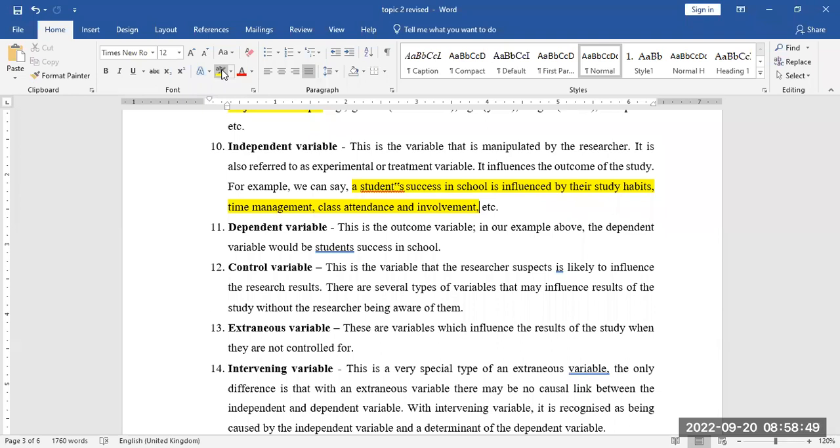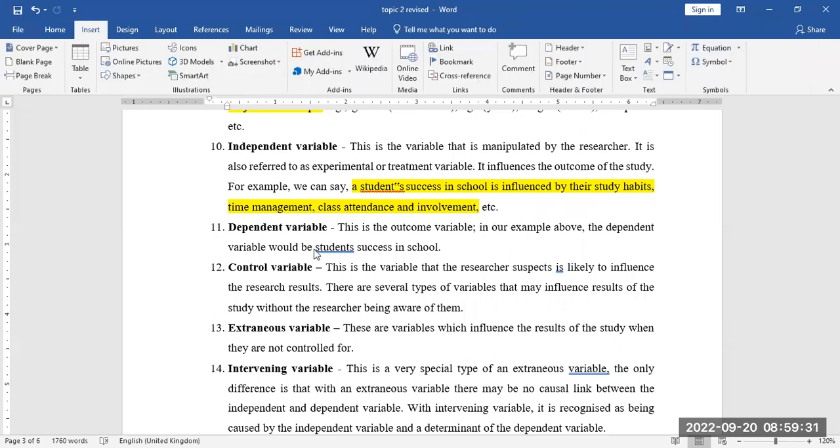When you look at the dependent variable, again, you're told this is the outcome variable. Whatever you get is the outcome of your research. For example, in our example above about student success in school, the dependent variable will be student success. It would be student success, which can be influenced by what? Study habits, time management, class attendance, and involvement. So in other words, those are what we call the independent variables and the dependent variable.